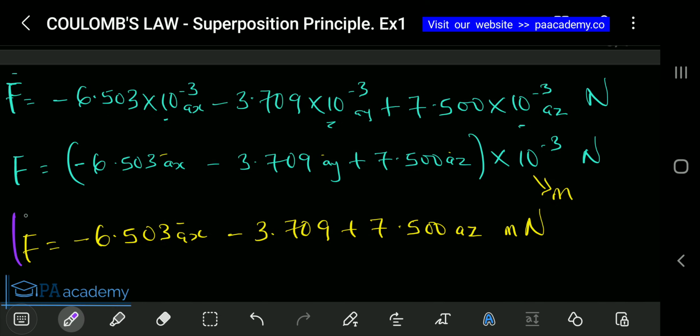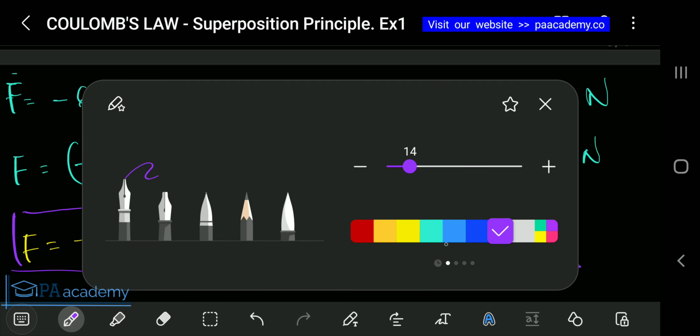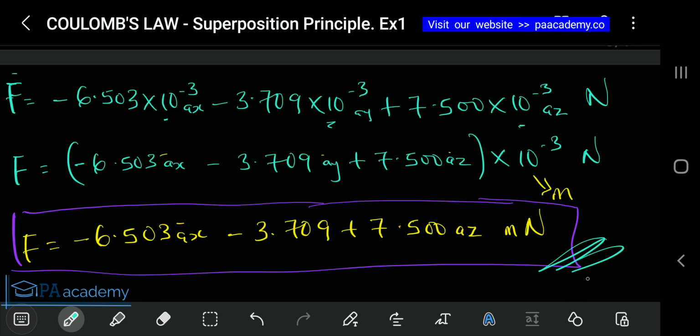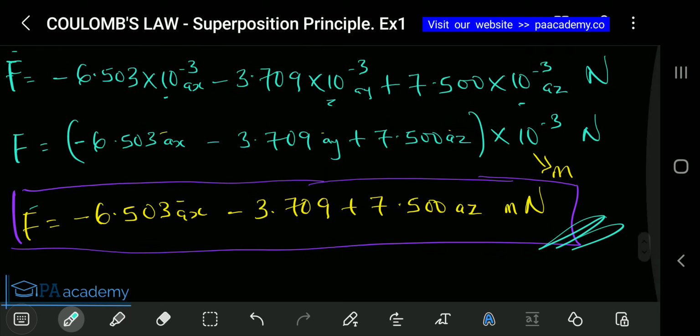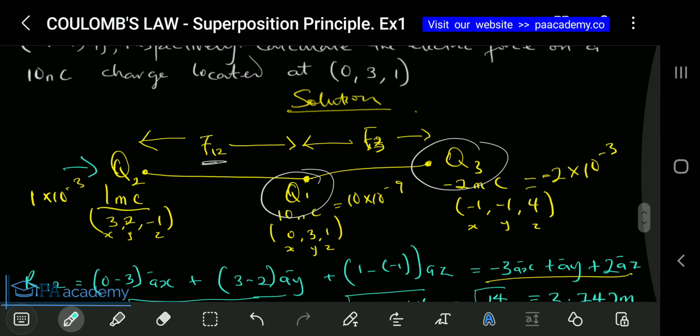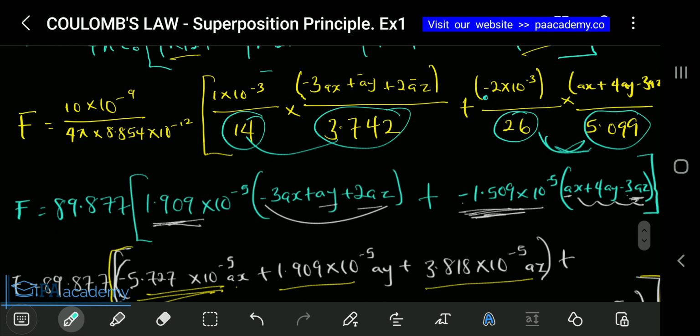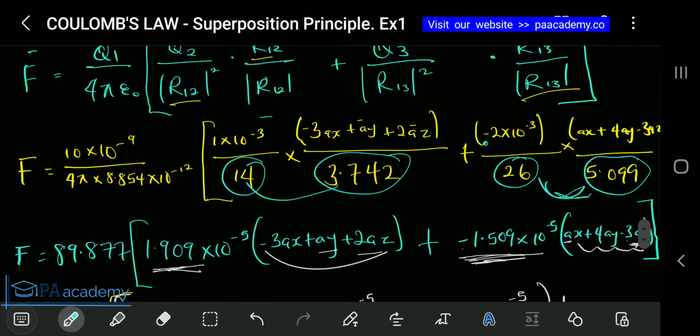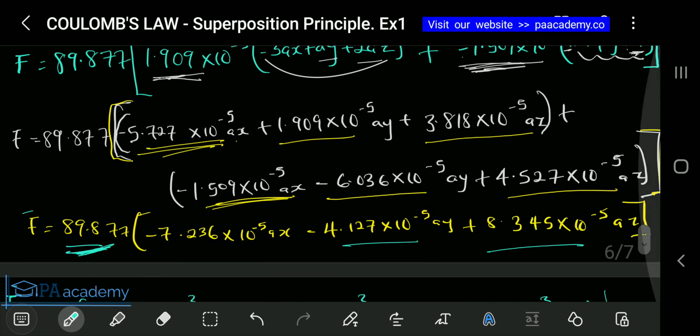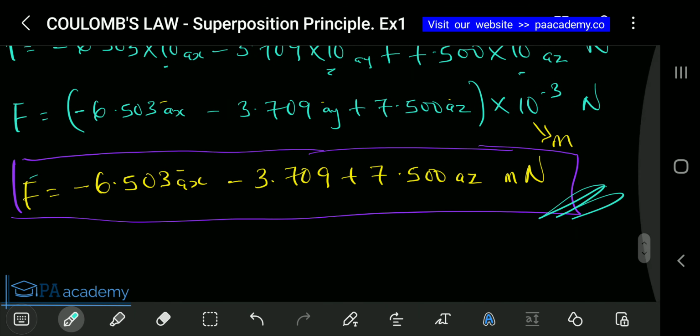And what we are having here is the answer to the question. So this is our final answer to this particular question. So this is the force. So let's go back to the question a bit. So that is the force that is acting on the 10 nanocoulomb charge that is located at this position, from this point where we started doing this calculation. So you have to be very careful there. Make sure you confirm and verify it.